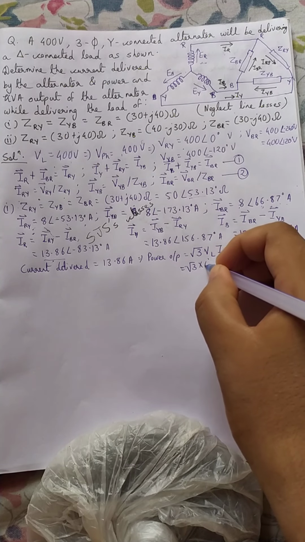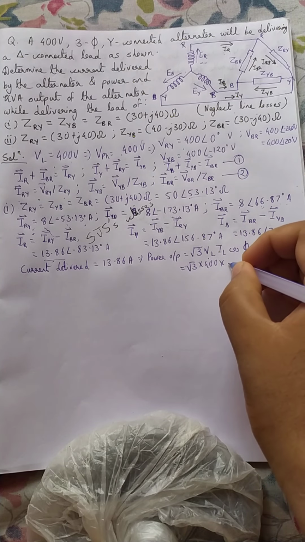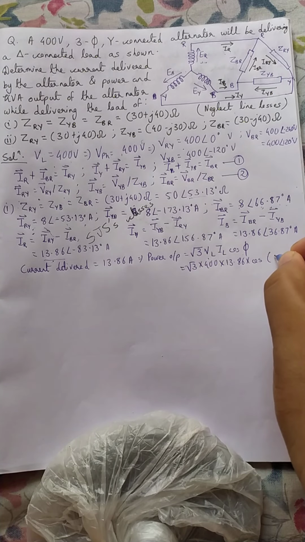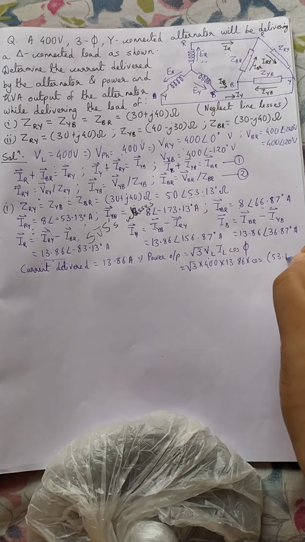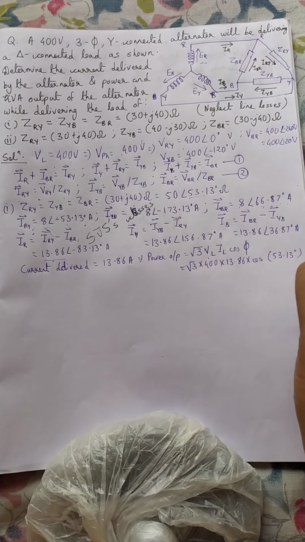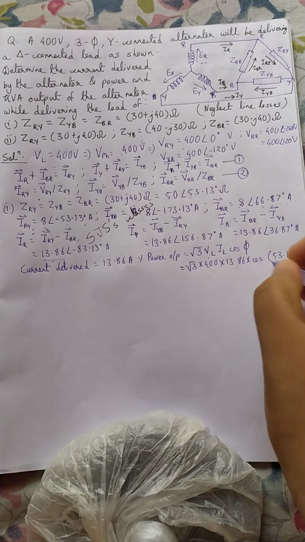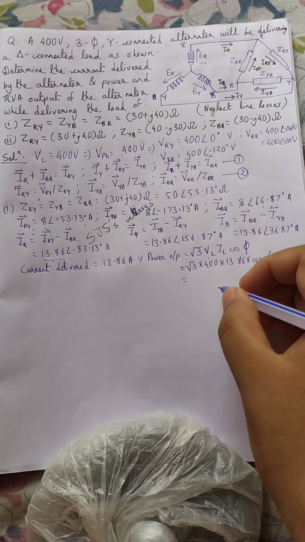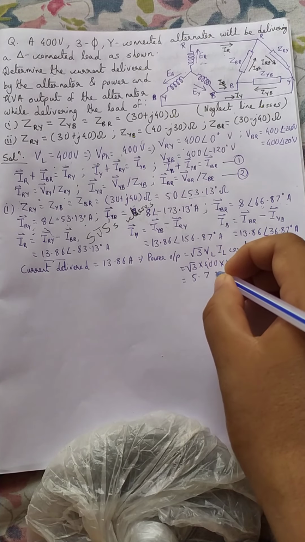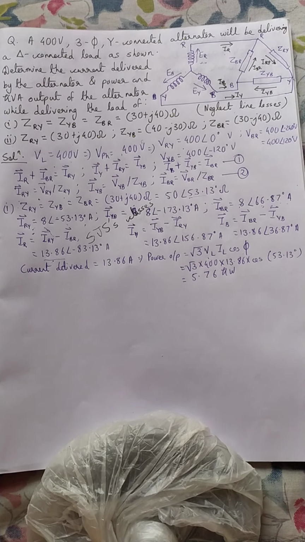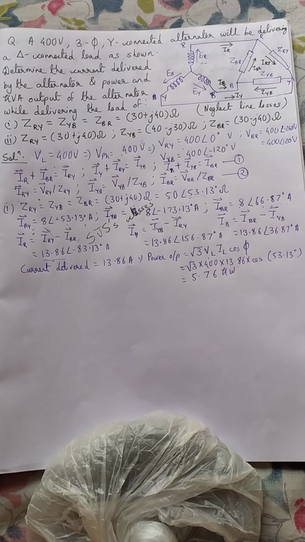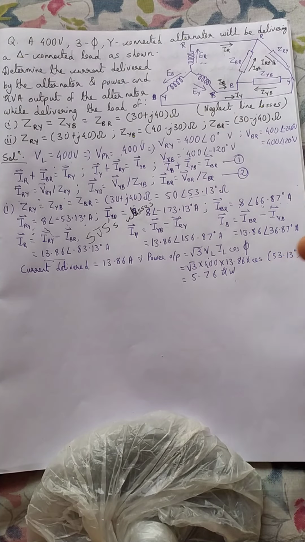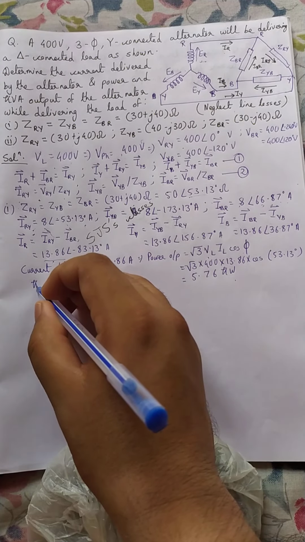Root 3 into 400 into IL 13.86 into cos of 53.13 degree, it would be equal to 5.76 kilowatt. So that is the power output of the alternator. Now power output is known to us. So what will be the kVA output?